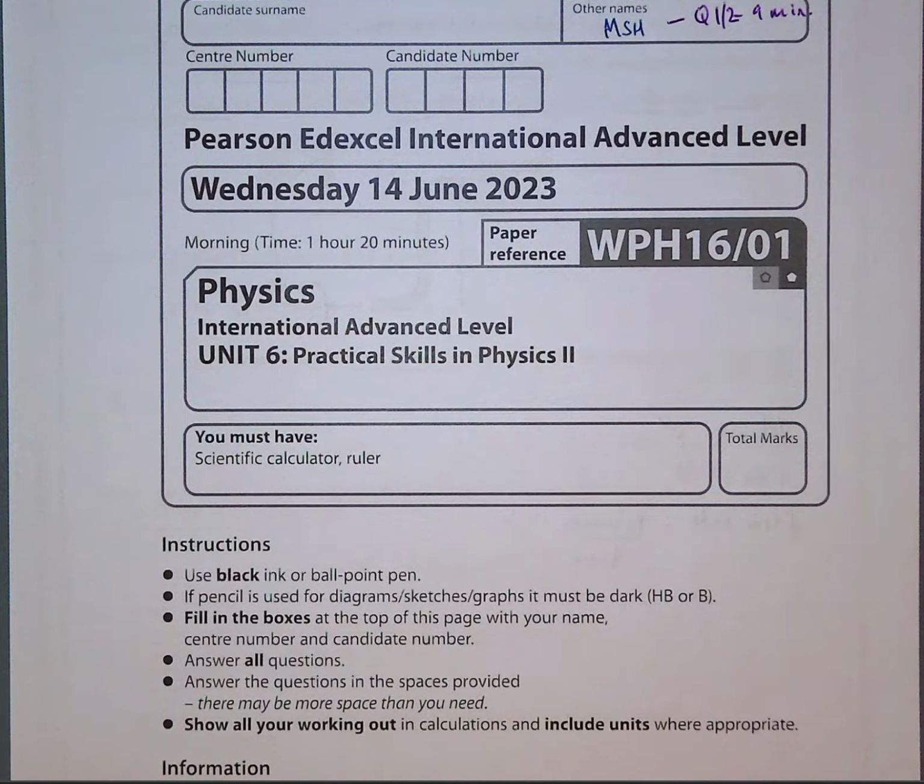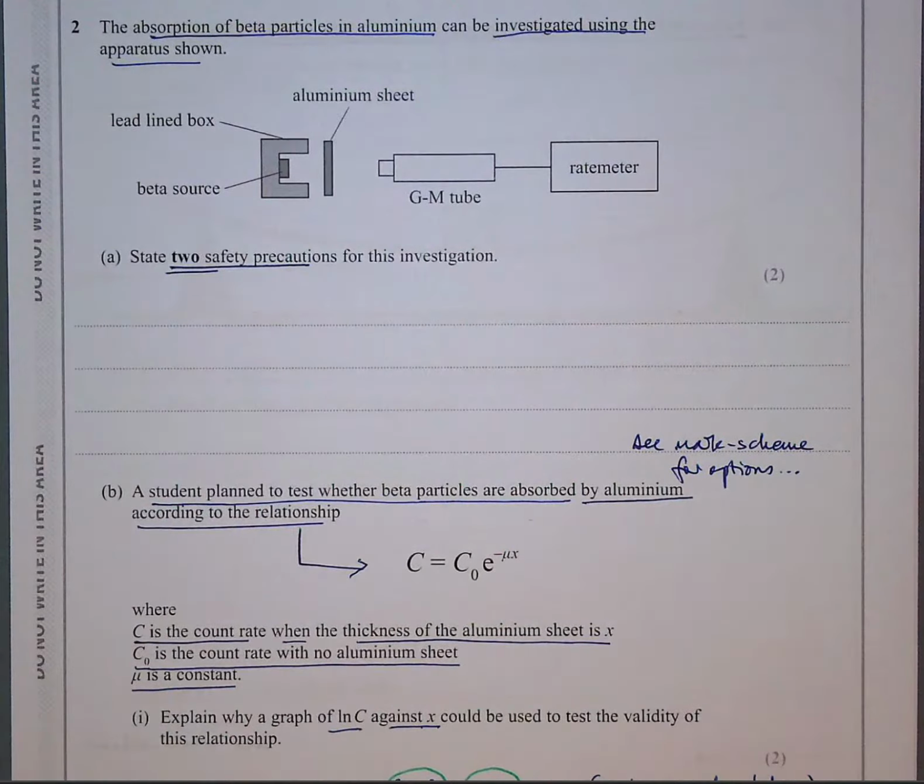Okay, so we went through question 1 in the first video and I showed you the beginning of question 2. So, straight into question 2, we'd looked at the safety precautions, so you need to go back to the original video if you want to look at this.